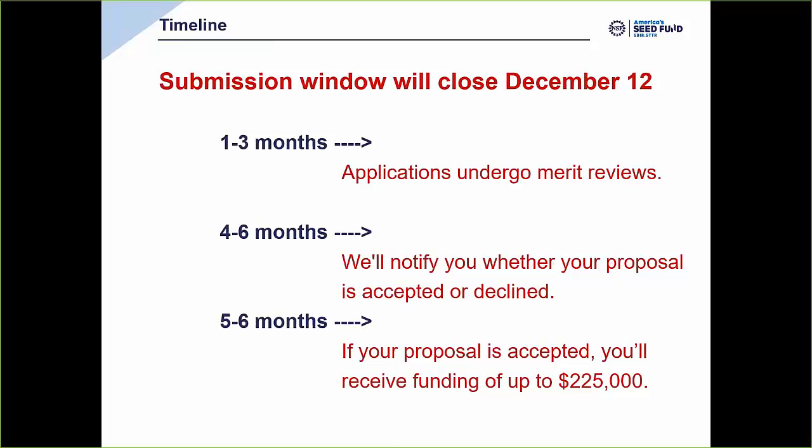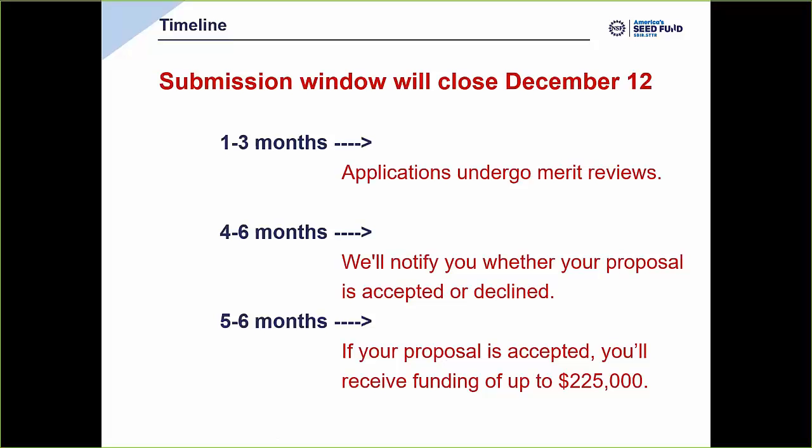Timelines, as we mentioned, this particular submission window will close December 12th, but again, we anticipate that these windows will be open very frequently, so we'll most likely be opening a window right after that. So in the first 1 to 3 months, applications undergo merit reviews. 4 to 6 months from your submission, we'll notify you whether your proposal is accepted or declined. 5 to 6 months, if your proposal is accepted, you'll receive funding of up to $225,000 for that phase 1.